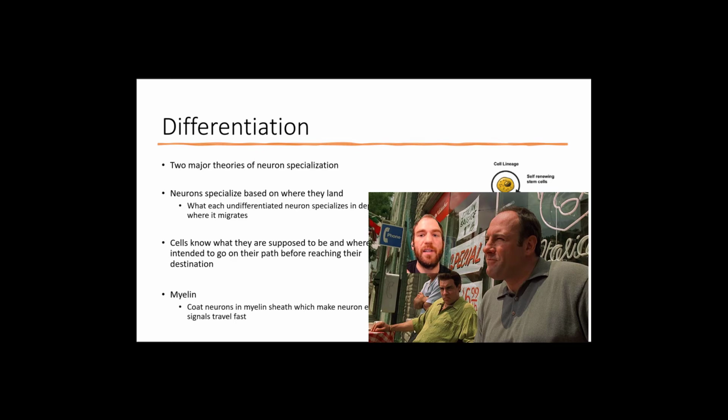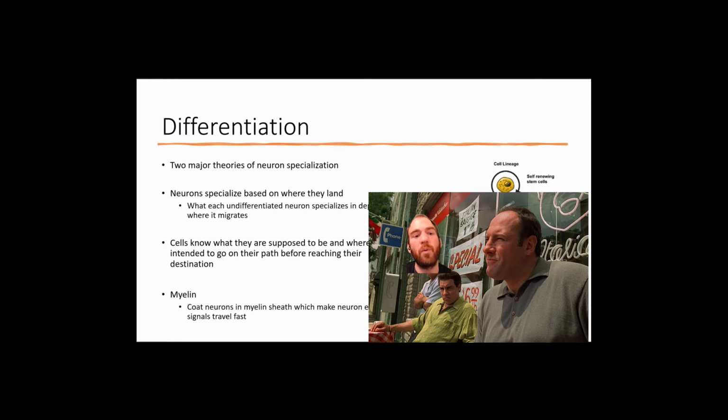One is that once a neuron arrives, they don't know where they're going, but once they get there, they get kind of told what to do. So you have undifferentiated neurons arriving in a location. You see all your other neuron friends, they're all doing stuff, and then they learn what to do based on where they are, aka they become specialized based on their location.